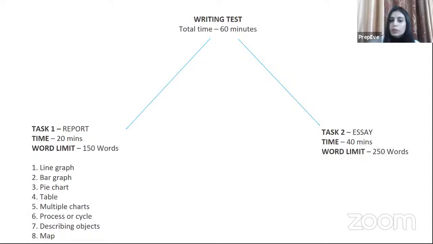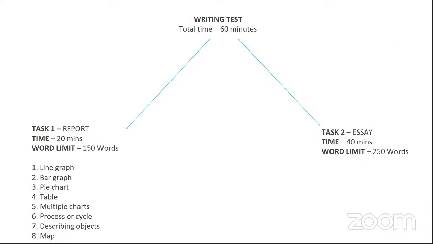And when it comes to the word limit, it's supposed to be 150 words in case of your task one and 250 words in case of your task two. So what do you mean by 150 and 250? How much should we write? What do you guys think? How much should be written? Any idea? At least 150 for the first task and at least 250 for the second task.